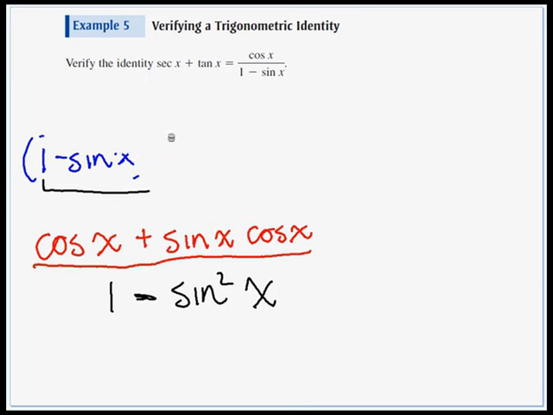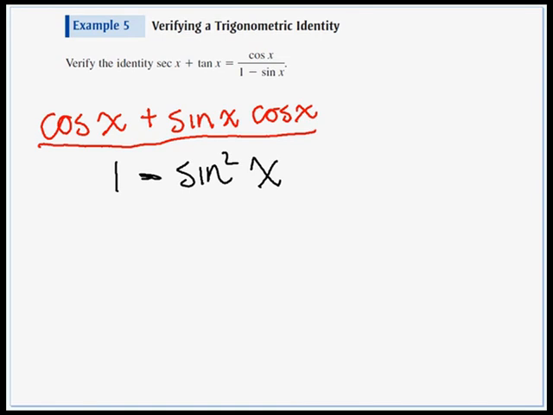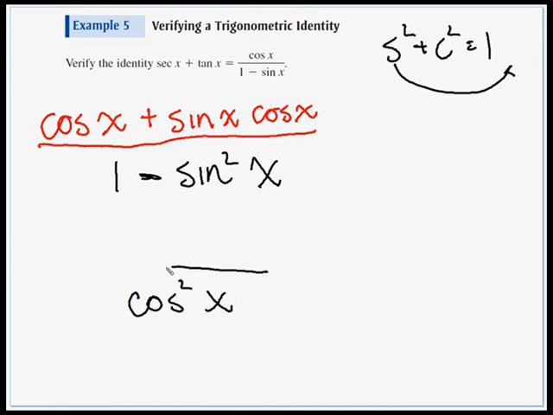Okay. What else can we replace there? Well, that denominator is 2 terms, but we can make it a single term with a Pythagorean identity. Sine squared plus cosine squared equals 1. Subtract sine squared from each side. Cosine squared is the same as 1 minus sine squared. So I'm going to replace my denominator with cosine squared of x. And the numerator stays the same.